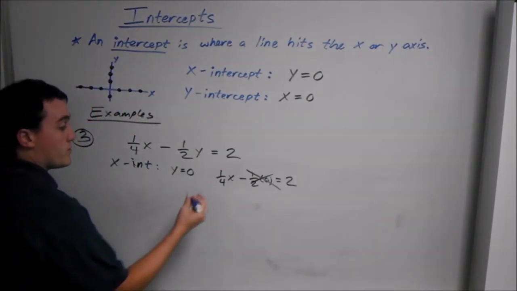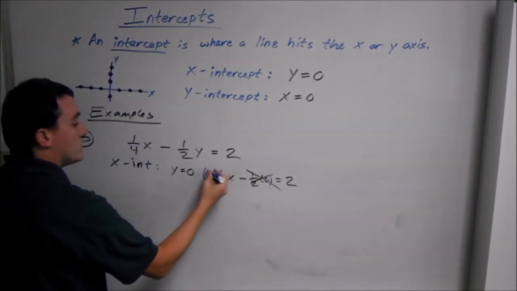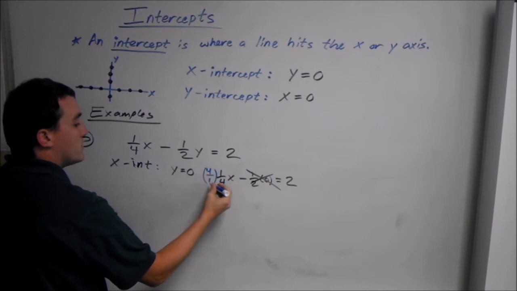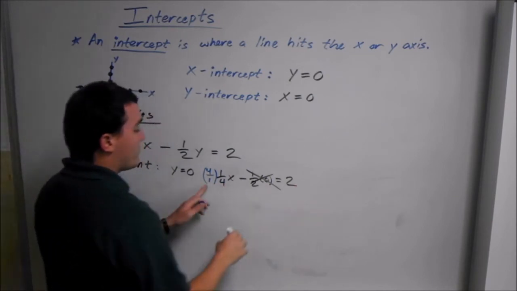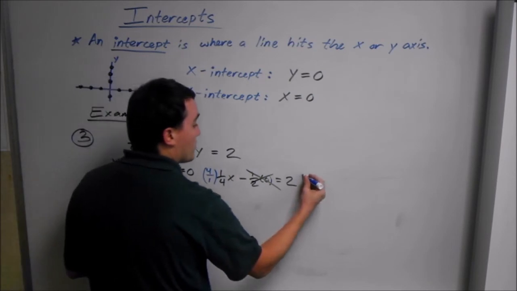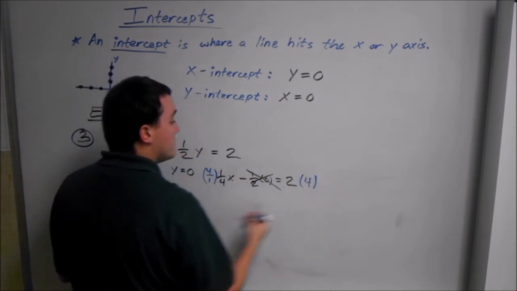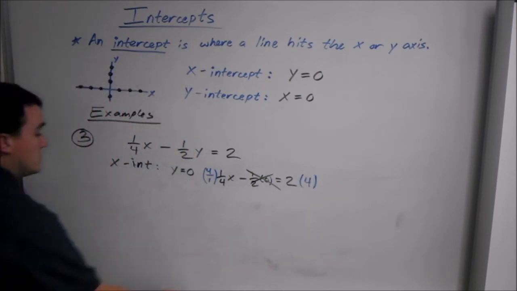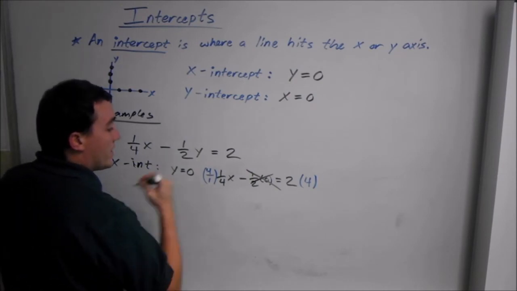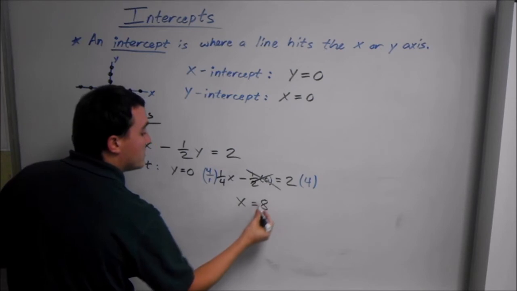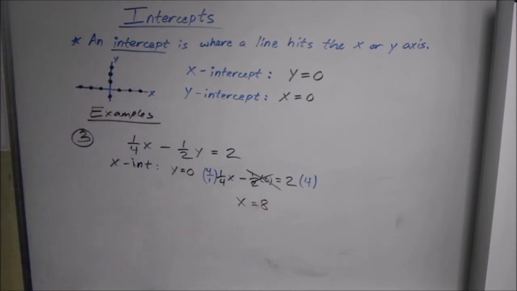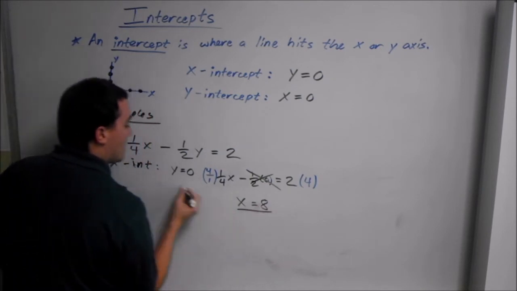To get rid of the 1/4, we multiply by the reciprocal of it, 4 over 1, since we're solving for x. So we multiply this by 4 over 1. 4 over 1 is the same as 4, so really we're just multiplying this by 4. So we get our x equals 2 times 4 is 8. So that's our x-intercept, is 8, 0.